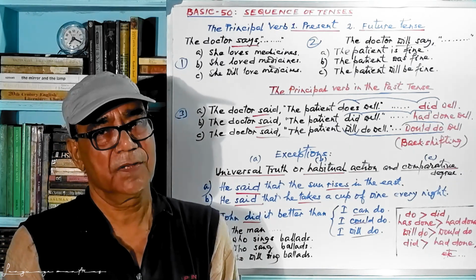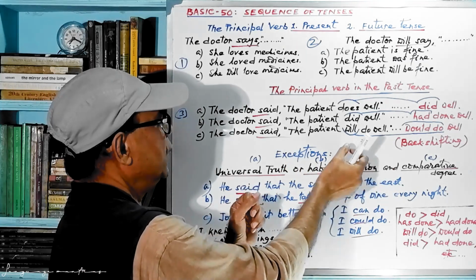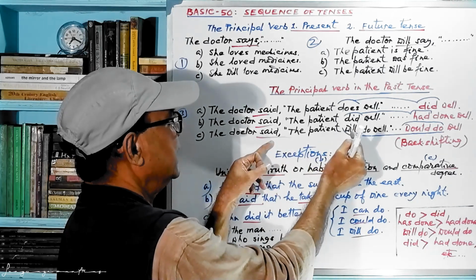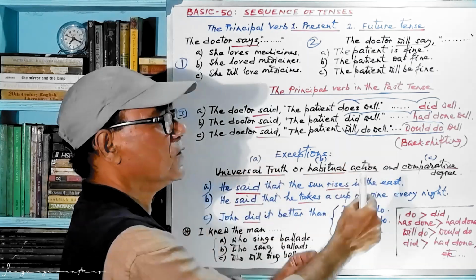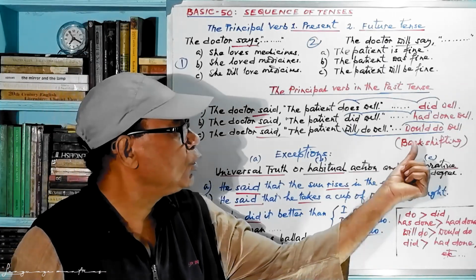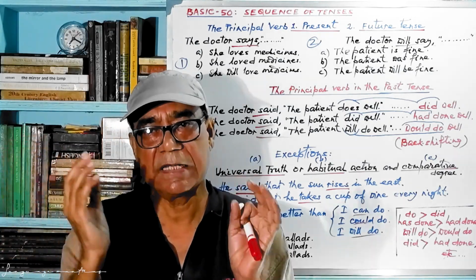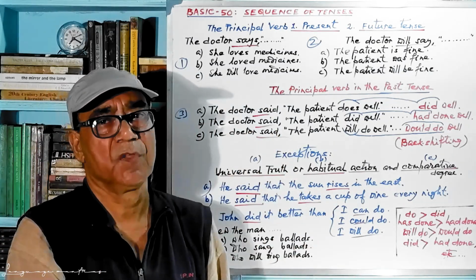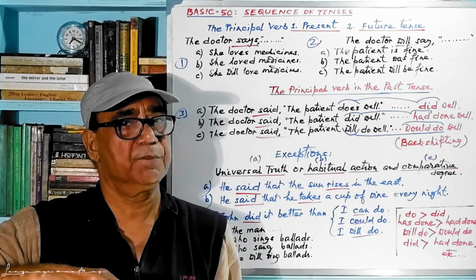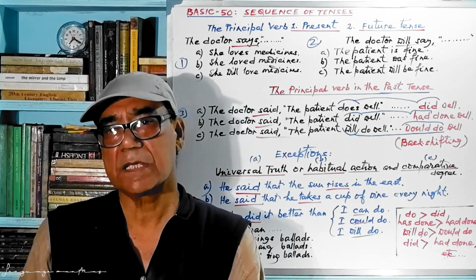You got the point? Third example, the doctor said the patient will do well. So here we have said and here we have will. Here we have said in the past tense and here we have will do in the future tense. So what will happen in the indirect speech? The doctor said that the patient would do well. All these things are back shifting. Whenever it is past tense in the main clause, all other verbs in the sentence will go back one step towards the past.